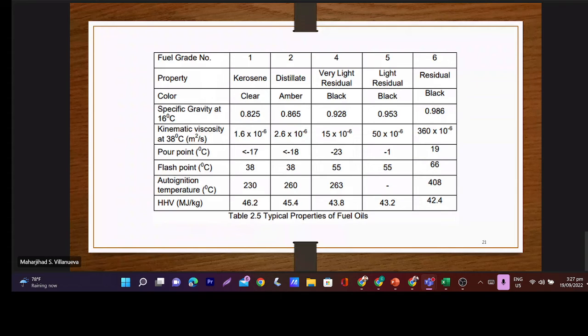So dito po makikita niyo po yung typical properties po sa fuel oil po. So sa fuel oil po na dinidifferentiate po dito is yung kerosene and distillate, very light residual and mga residual na mga fuel oils po. So next na po.